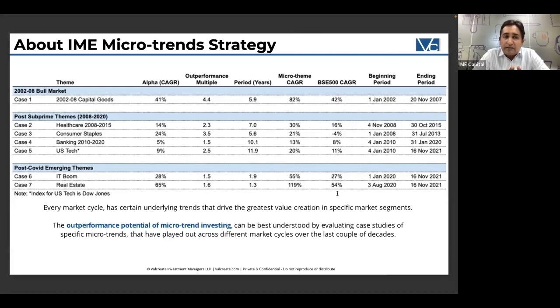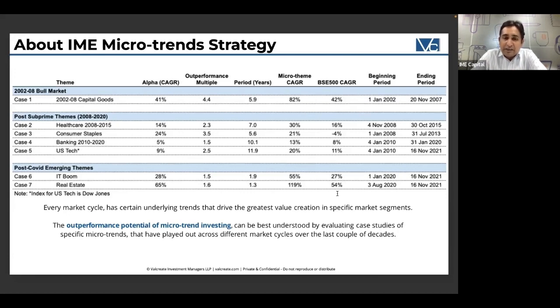You can also see this in a number of other examples between 2008 and 2020. Healthcare substantially outperformed the overall markets from 2008 to 2015. You saw something similar in consumer staples from 2008 to 2013, banking pretty much through the entire decade from 2010 to 2020, and US tech outperforming the overall benchmark indices, again, across the entire decade. And post-COVID, you've seen something similar if you had taken concentrated exposures around IT or real estate.